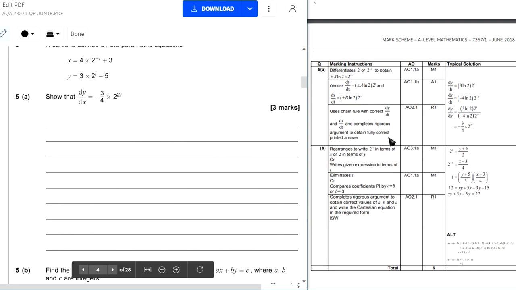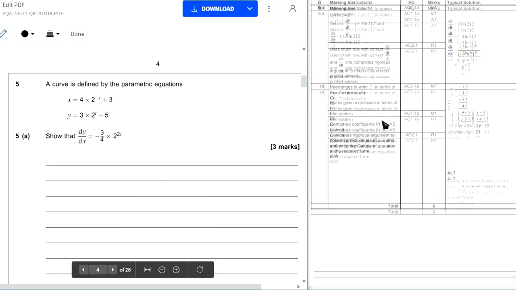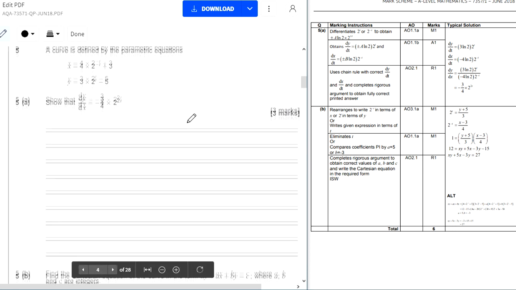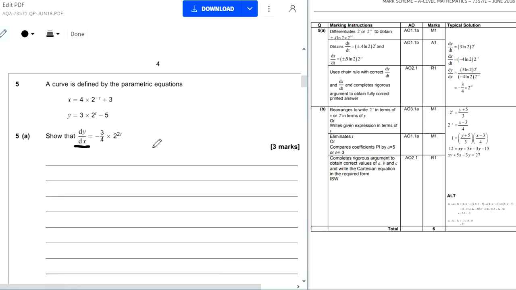Question 5. So question 5 is parametric equations. Show that dy/dx equals that. So we've got a differential. Now the problem with this is you can't get dy/dx straight away from these equations. You have to first differentiate them individually. So because in this equation the subject is x and the variable is t, if you differentiate it, it's going to be in terms of t, dx/dt.